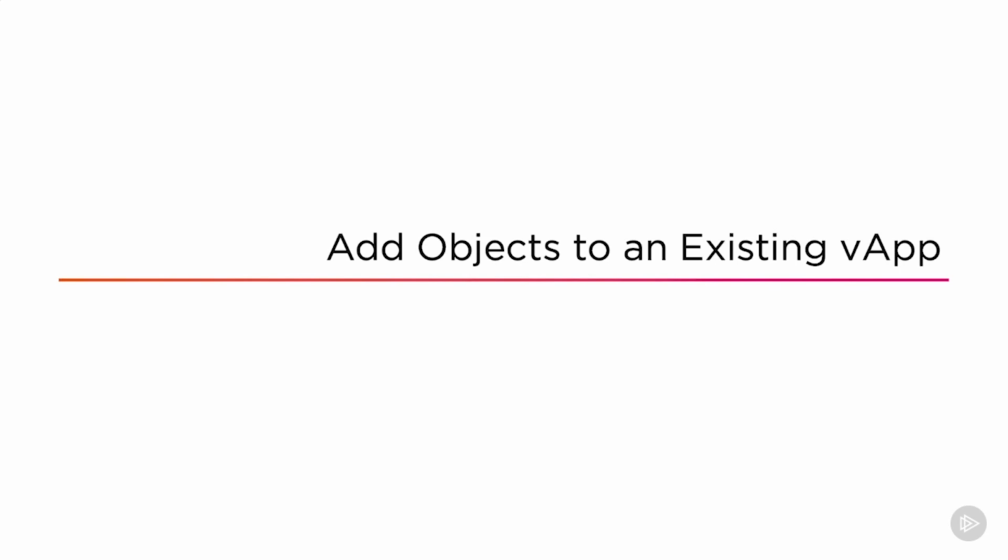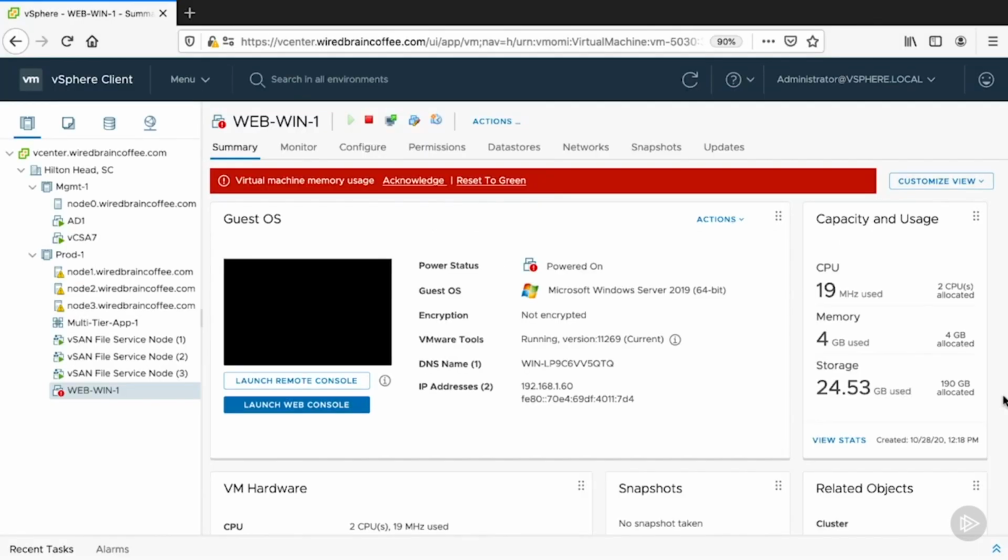When we talk about adding objects to an existing vApp, what we're really talking about is adding virtual machines. So we said that vApps are ideal for multi-tiered applications. So these objects that we're going to add, well, it makes sense to add multiple virtual machines to create those multiple tiers. The easiest way to do this in the vSphere client is simply to drag and drop.